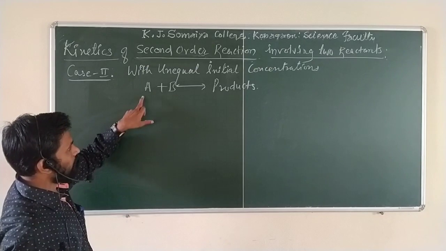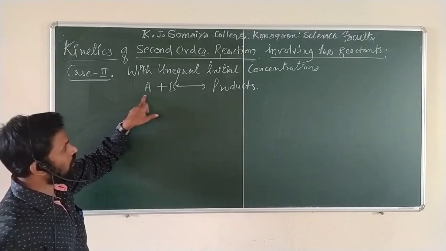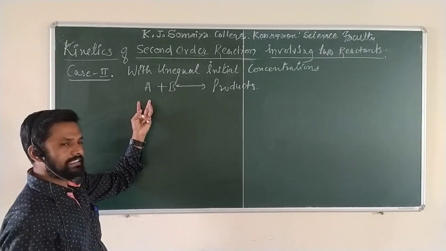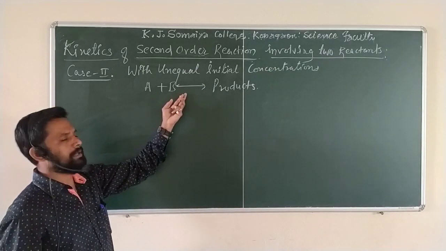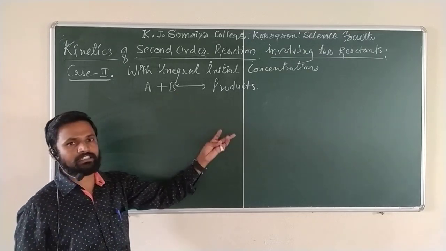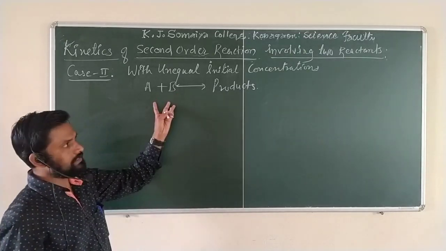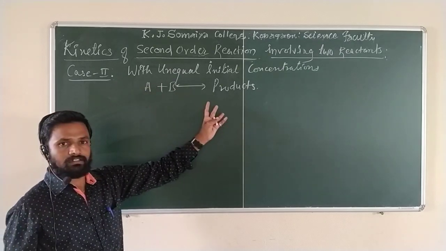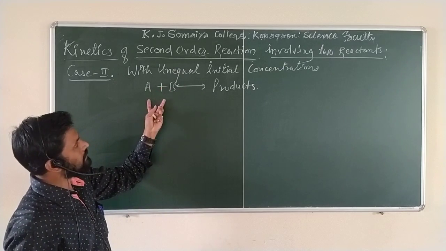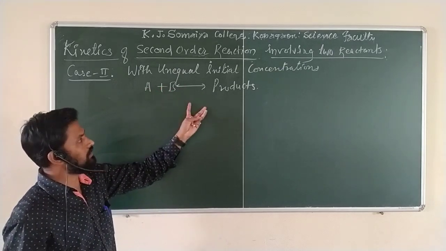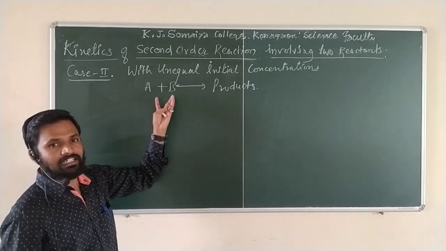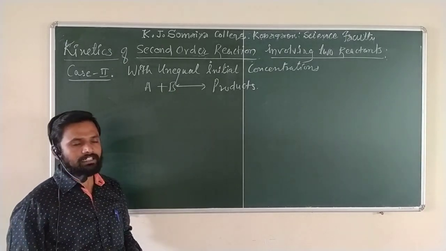Let's say A is taken as 1 mole and B as 2 moles, or A is taken as 3 moles and B as 1 mole, meaning both initial concentrations are different. We already saw the two reactant molecules with equal concentration. Now this reaction follows second order with two reactive molecules taken with initially unequal concentrations.